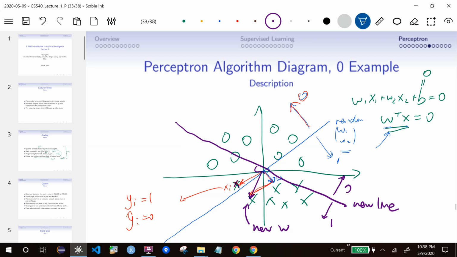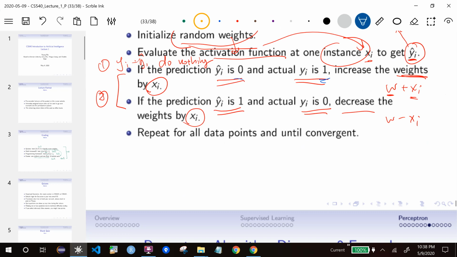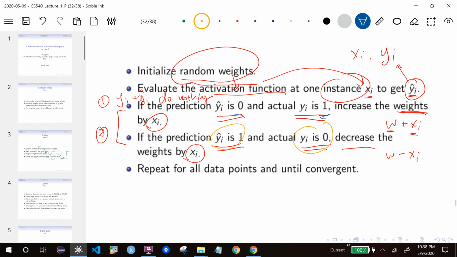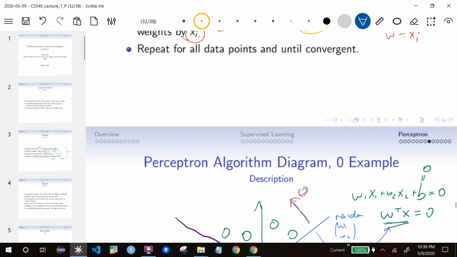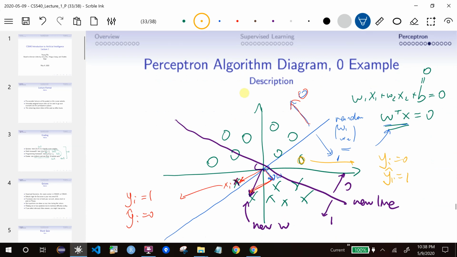Let's try the other one, which is one that's classified as 1 incorrectly. So this one is 0, and yi is 0, and y hat i is 1. So according to our algorithm, it's the second case. We want to decrease w. So this x is this vector here. And if we increase it, we go this direction. If we decrease it, we go the other direction.